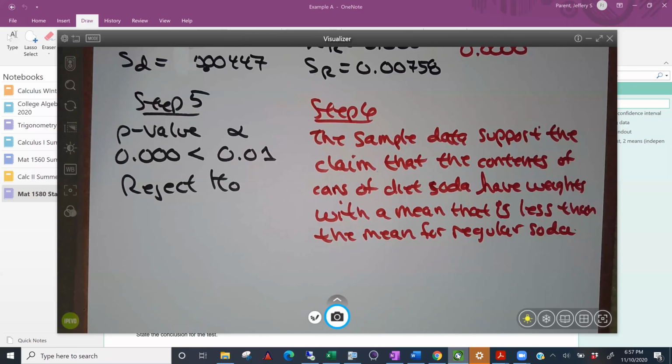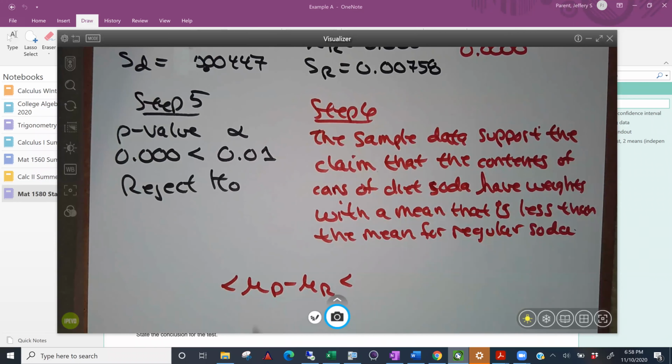If I did a confidence interval for this, would you expect my confidence interval to contain 0? So if I did a confidence interval for mu sub diet minus mu sub regular, would that confidence interval contain 0, based on our conclusion that we rejected H naught? No. It shouldn't.